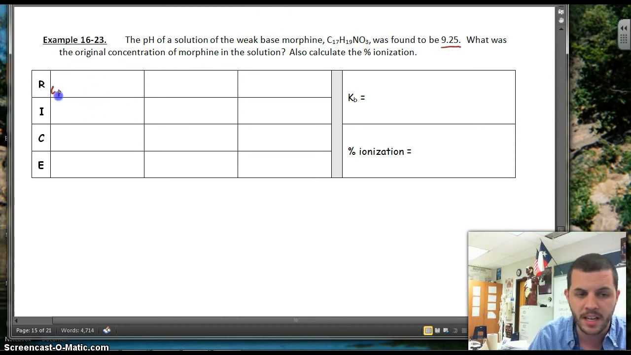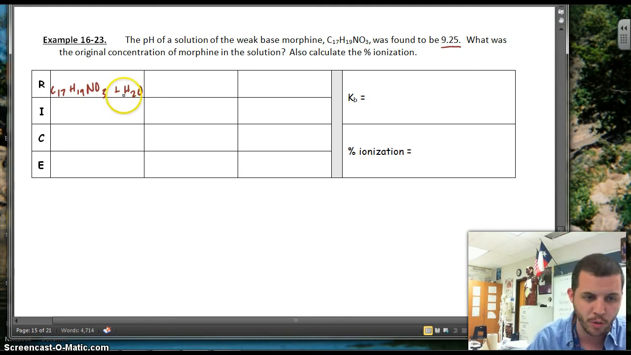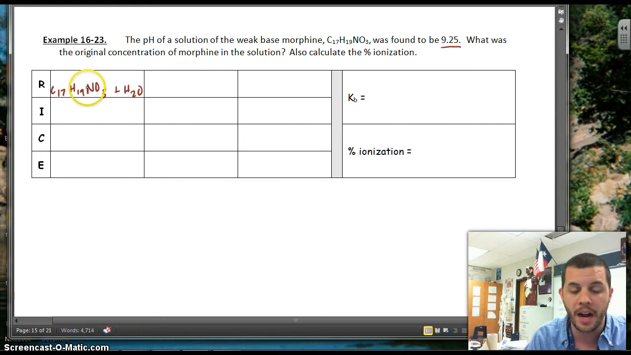I have C17H19NO3. Now, remember, when you have a weak base, you have to include water, okay? The only way that a weak base can form a hydroxide in water is if it takes one of those hydrogen ions from water. So after the H is removed and added over here, I'm going to end up with OH minus, that was made from my water molecule, and this will get a double arrow too. So I'll end up with OH minus, and then HC17H19NO3, because I took the H from water.